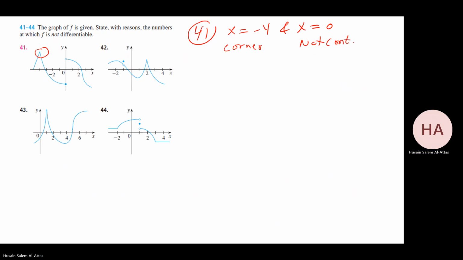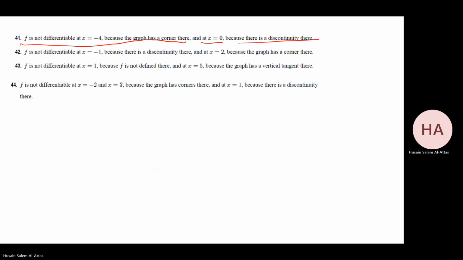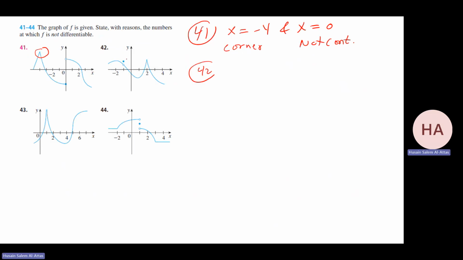Okay. Now 42. Where do I have discontinuity? At minus 1 and 2, which is very clear. Minus 2, minus 1, this is not continuous. And at 2, we have a corner.